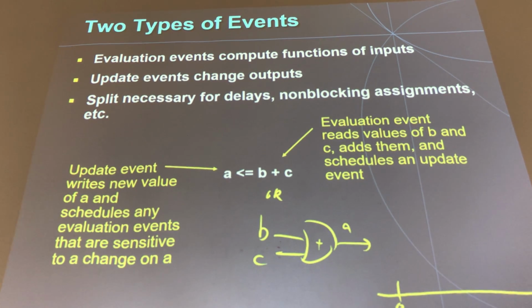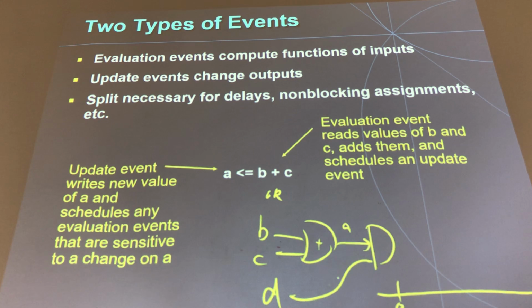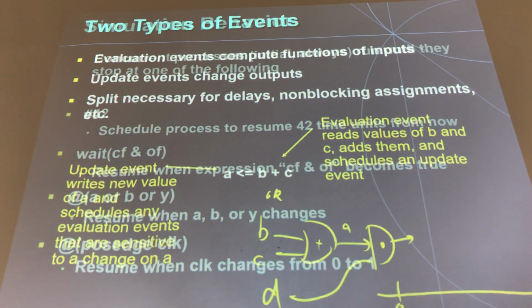If we know the values for B and C, we start calculating A, B or C. But we update the value of A after the delay of the gate, say 10 or 5 time units. If there are more gates after that, then you schedule another event for doing the AND operation after some delay, and so on and so forth. That's the behavior of the simulation.